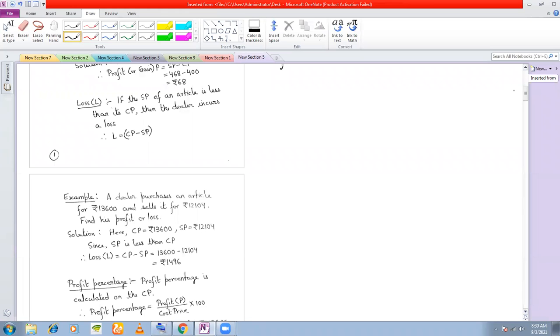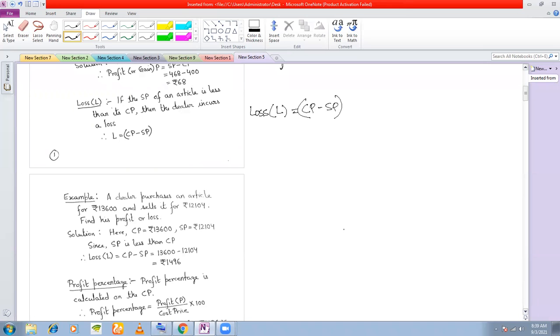So you cannot sell it for 100 rupees. Say you are selling it for 95 rupees. Then what happens? You are making a loss of how much? 5 rupees. In case of loss, cost price will be higher than the selling price. Okay, so that is why loss, denoted by L, is equal to cost price minus selling price, because cost price is higher in this case. Okay, the price at which you are buying the article or goods is higher in this case.